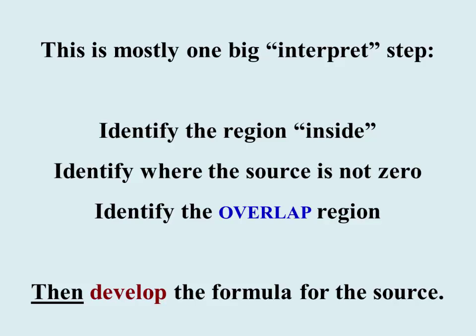So to summarize, this is mostly one big interpret step. You identify the region inside, identify where the source is not zero, identify the overlap of these two regions, and then, and only then, develop the formula for the source of the field that you're trying to calculate.